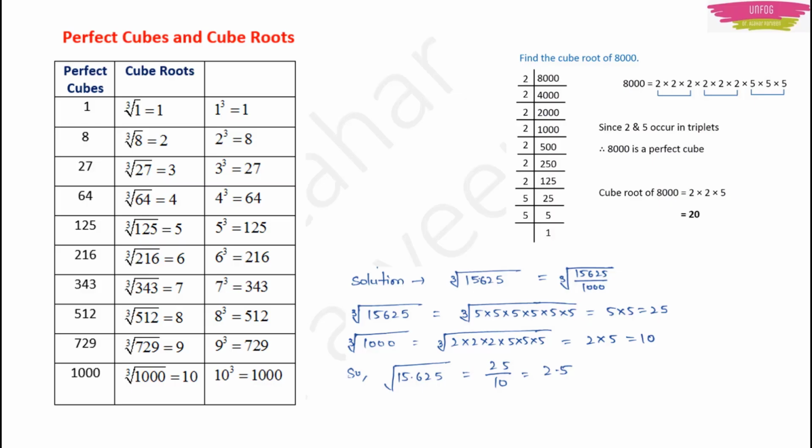In case you are getting a decimal number, what do you do? If it is a whole number, you will find the cube root easily. If it is a decimal number, see, for example, if I am getting 15.625 here.